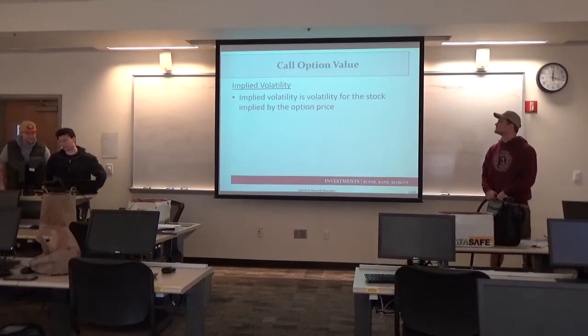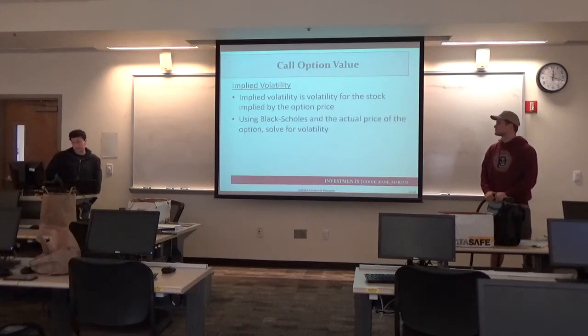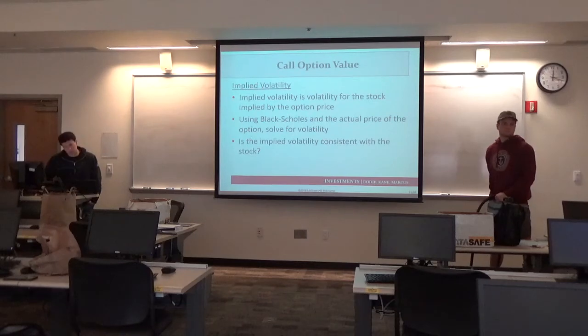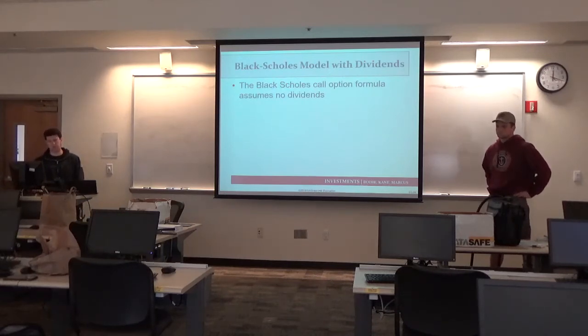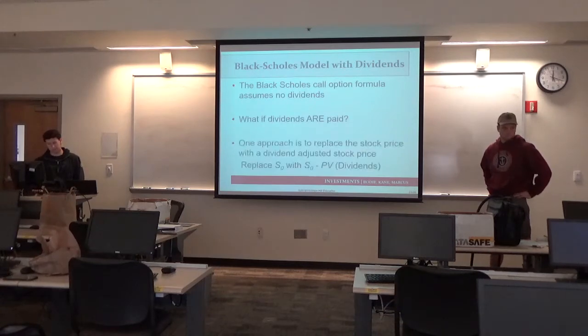Call option value, so the implied volatility. The implied volatility is the volatility for the stock implied by the option price. Using Black-Scholes and the actual price of the option, we solve for the volatility. And basically the question is whether the implied volatility is consistent with the stock. The Black-Scholes model of dividends is essentially the call option formula, which assumes no dividends. One approach is to replace the stock price S0 with a dividend-adjusted stock price, S0 minus the PV of dividends.